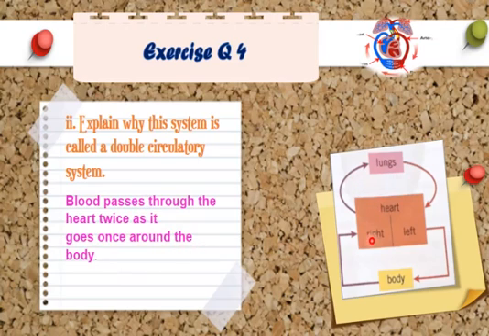You can see the body is sending the blood to the heart, and then the heart sends it to the lungs. From the lungs it goes to the heart again, and then it is sent to the body. So twice the blood is received by the heart. Right, so this is called what? Double circulatory system.